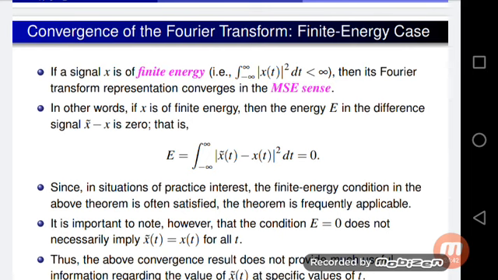Next, convergence of the Fourier transform, the finite energy case. For a signal x of finite energy, for example, the integration from minus infinity to infinity of mod x of t whole squared dt less than infinity, then its Fourier transform representation converges in the MSE sense, mean square error.